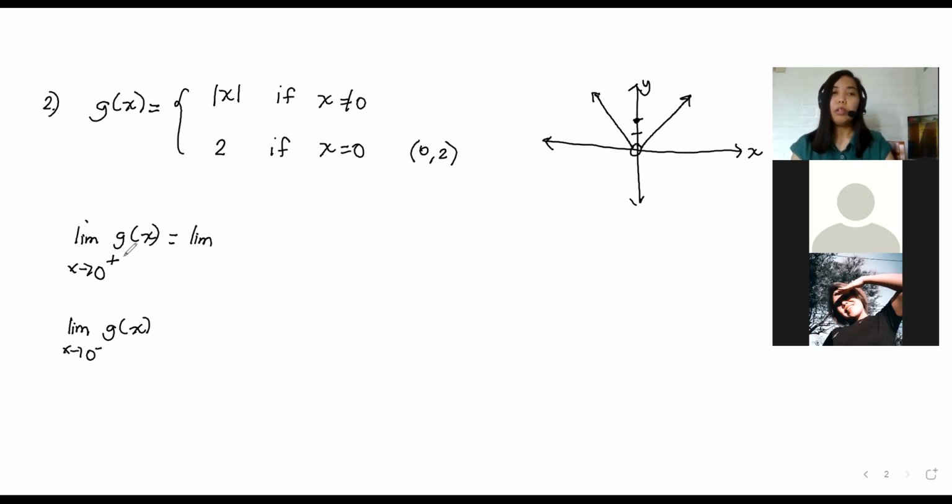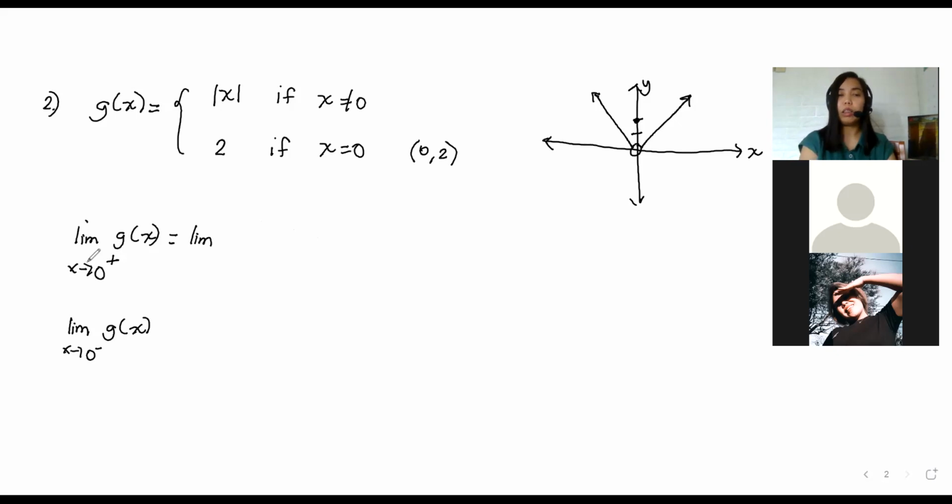You need to be careful dito sa function na gagamitin, sa pipiliin. Kasi meron nga kasing mga limit na nag-e-exist for piecewise. So ibig sabihin, may chance na tama yung function, tama yung sagot nyo, pero mali naman yung function na pinili nyo. So it's still wrong. Okay? So, anong function ang pipiliin natin?